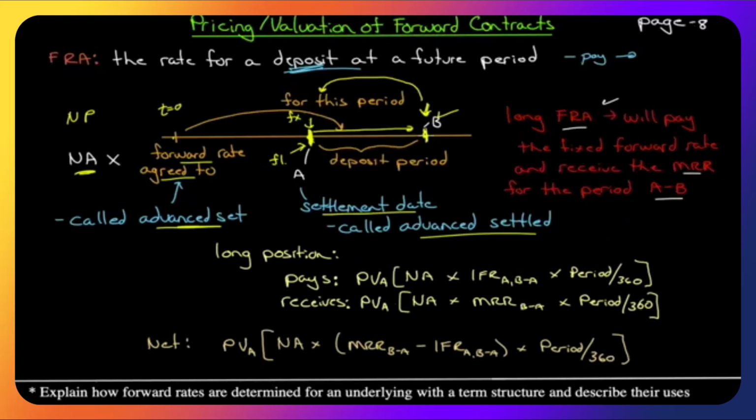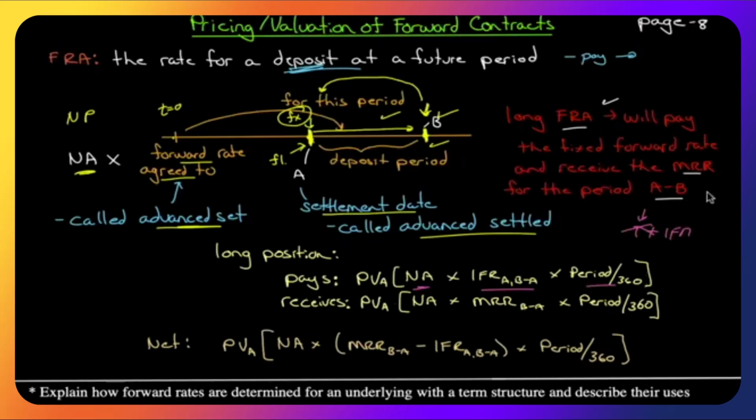The person who wants to make the deposit goes to make the deposit somewhere else. If it costs more, well, they made the difference on the contract. If it costs less, well, they had to pay the difference on the contract, thereby always being at the fixed rate. So the long position will pay whatever notional amount it is multiplied by just the interest rate. Notice we're not multiplying by 1 plus IFR because there is no principal. It doesn't change hands. It's just some notional amount multiplied by the interest rate multiplied by period over 360.